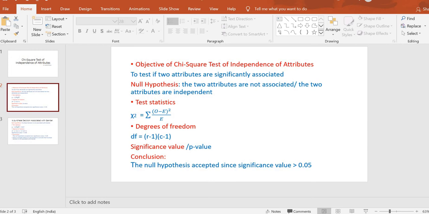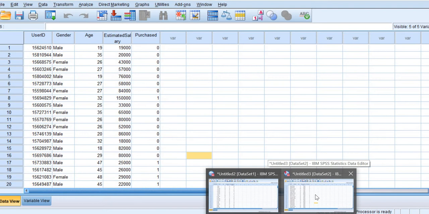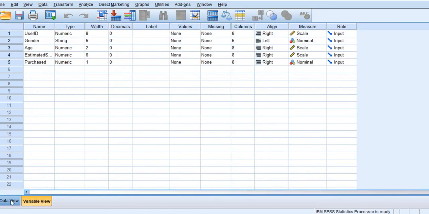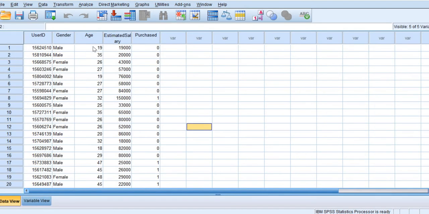Let us learn the procedure of working with chi-square test of independence of attributes using data on purchase details. Here we have a set of data which has a few variables: user ID, gender, age, estimated salary, and purchased. The data tells whether a customer has made a purchase or not, which is a categorical variable. 0 stands for not made a purchase and 1 stands for has made a purchase. Another categorical variable is gender, which has just two classifications, male and female, in this data.